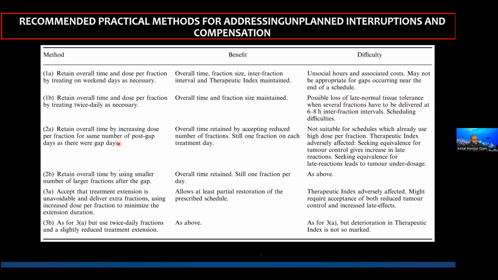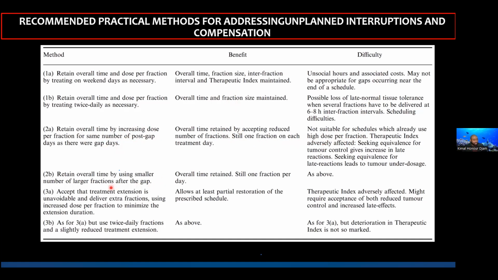Now, the third option really would be to retain the overall time by increasing the dose per fraction for the same number of post-gap days as they are. In this particular case, we need to employ the calculations as demonstrated before. The benefit of doing this is that the overall time is retained, but still, the difficulty here really is the therapeutic index, like I demonstrated before, will be affected. The only question is by how much, or how much compromise do we have to give in order to attain this.